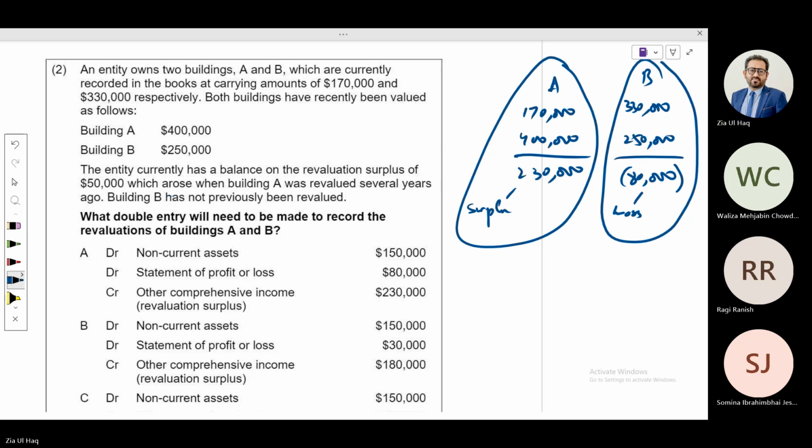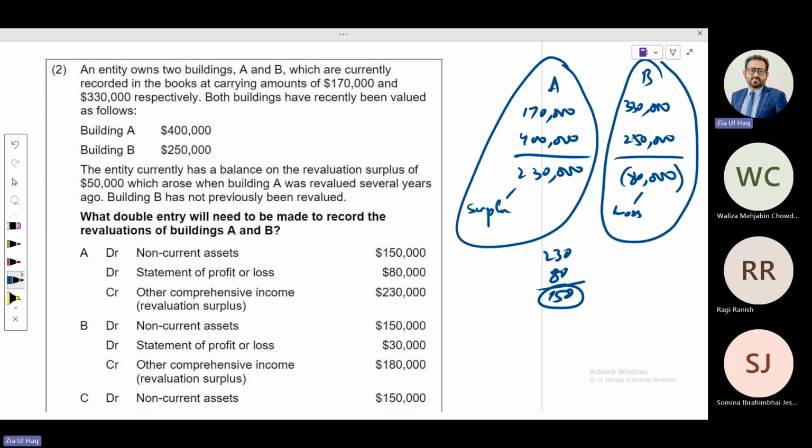So the asset should be up by how much? 230 minus 80, 150. And out of this, 80,000 should be charged to profit and loss account and 230 should be credited to revaluation surplus, meaning other comprehensive income.